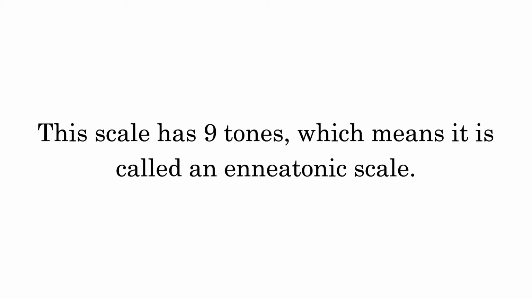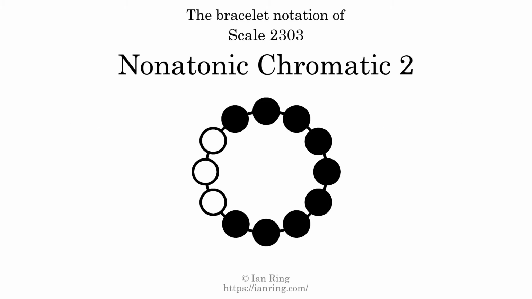This scale has 9 tones, which means it is called an enneatonic scale. This is a bracelet notation diagram of scale 2303. The shaded circles represent tones that appear in the scale, and they are read clockwise, starting at the top.